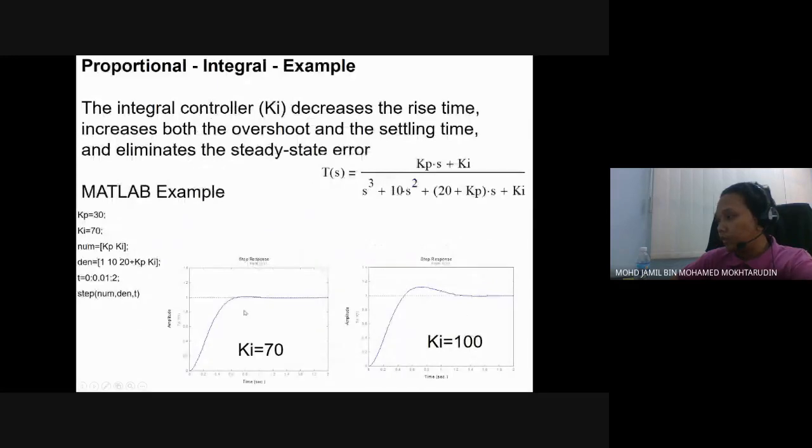So here, if you vary the value of Ki, if you increase Ki, then the overshoot will increase. So small Ki means small overshoot only.